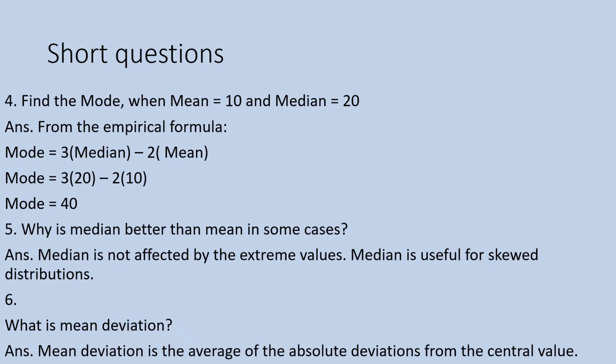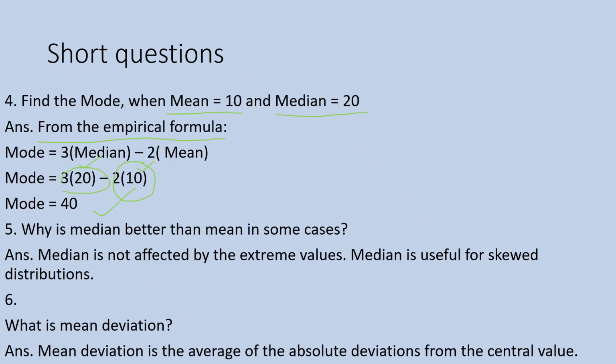Question number 4, here we find the mode when mean is 10 and median is equal to 20. So we know from the empirical formula that mode is equal to 3 into median minus 2 into mean. We put the values of median 20 and mean 10. So here we get 3 into 20 is equal to 60 and 2 into 10 is equal to 20. So 60 minus 20, mode is equal to 40.